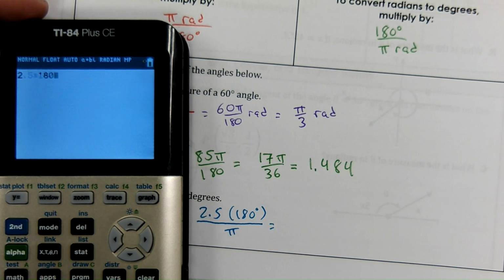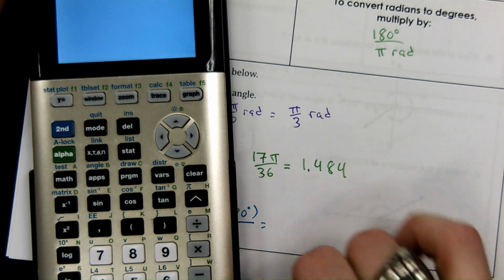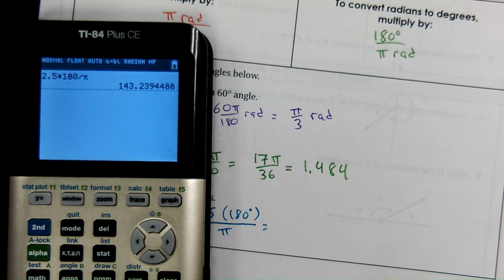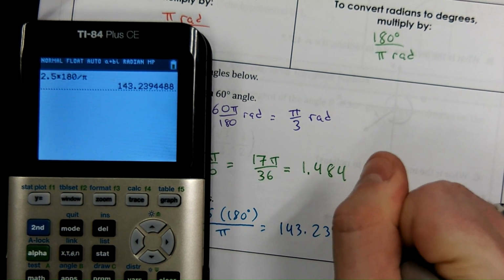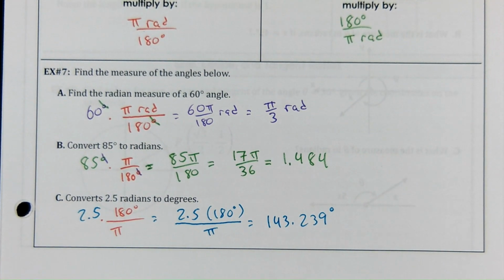2.5 times 180 divided by pi. Again, the pi button is right there. What did I say? Somewhere around 150 degrees. 143.239 degrees. Last time, if you don't see a degree symbol, it is automatically radians.